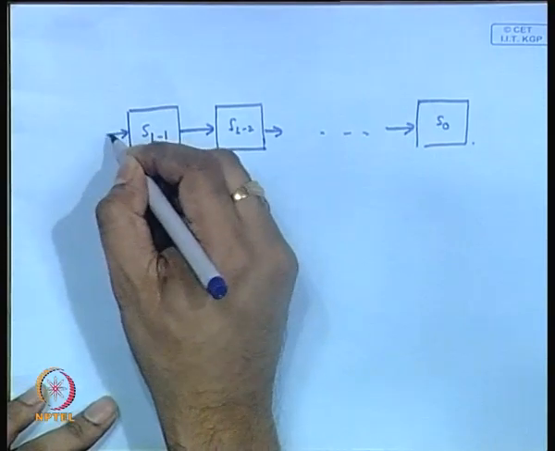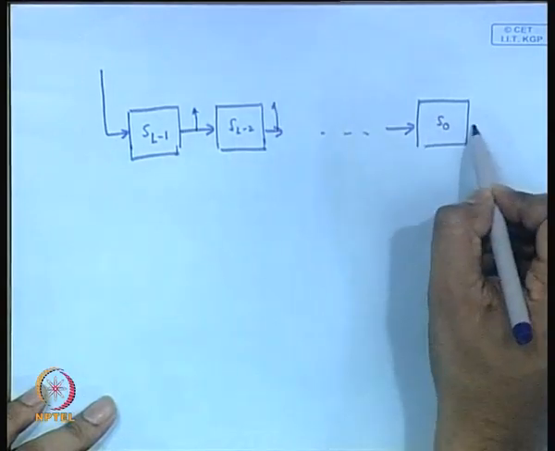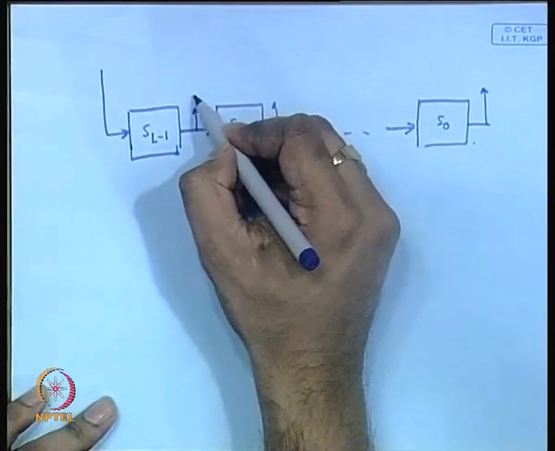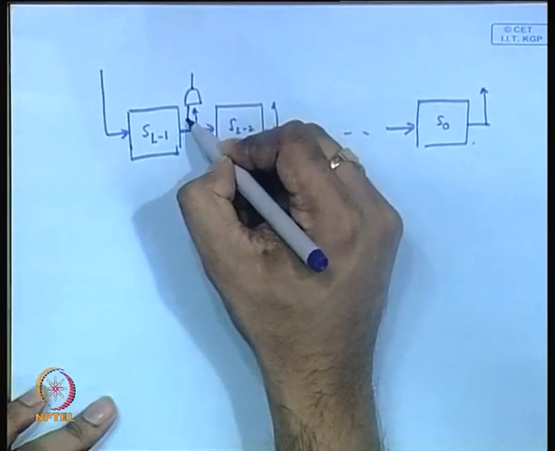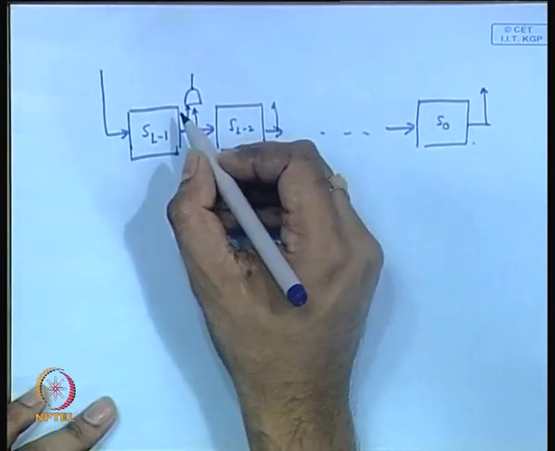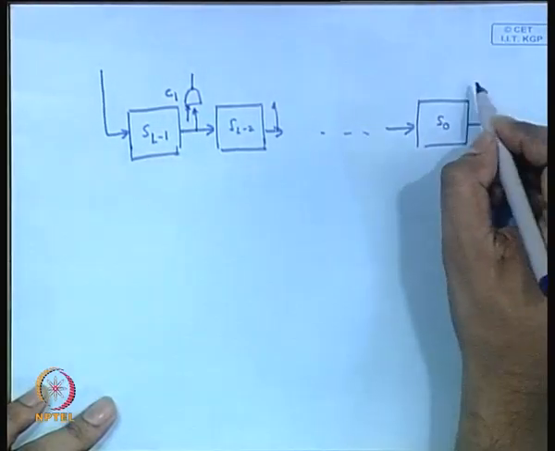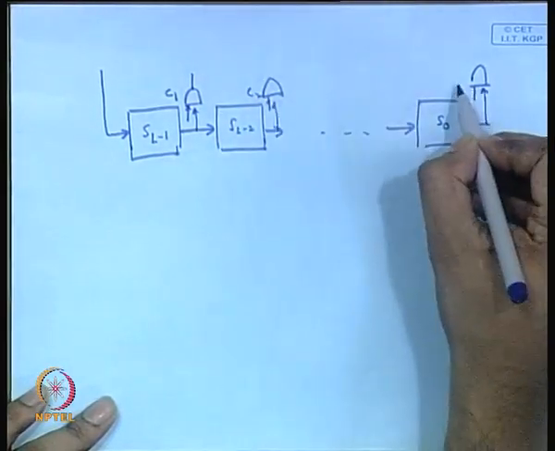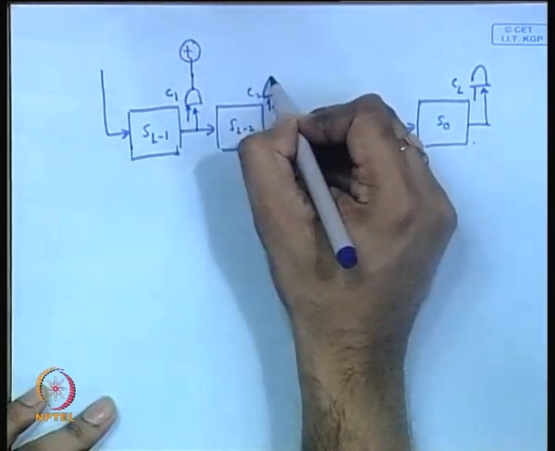This input is actually a feedback of the output of your previous flops. Customarily, we can think in terms of an AND gate here, and you can imagine that whether this connection exists or not is denoted by some controlling values. For example, we can say C1, C2, and so on till CL. And these outputs are essentially XORed here.